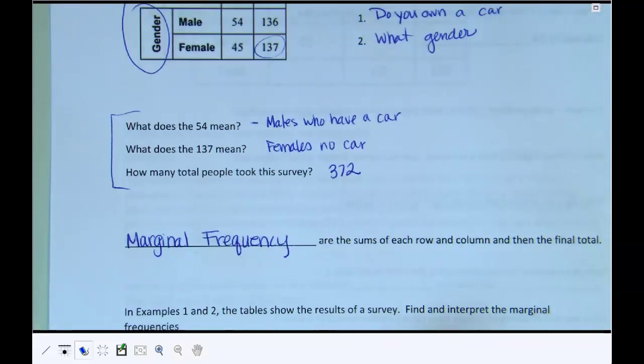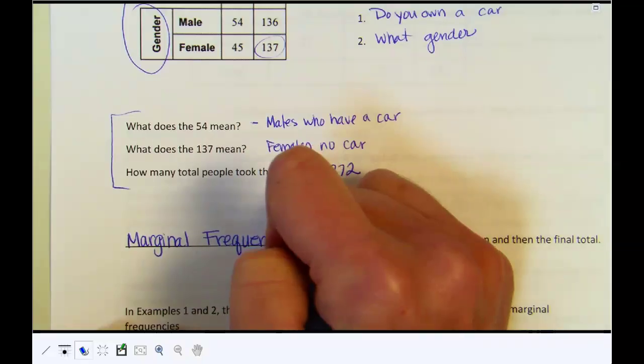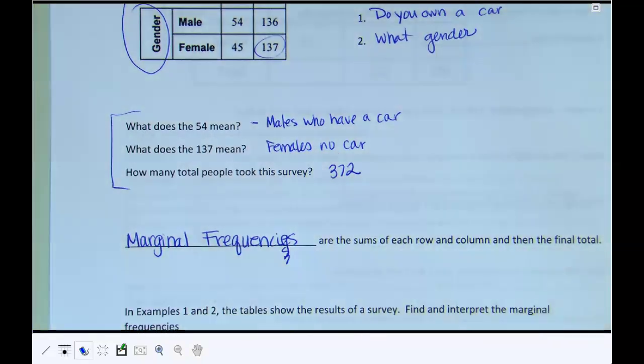Okay, so marginal frequencies, I guess it should be plural, frequencies. Marginal frequencies are the sums of each row and column and then the final total.